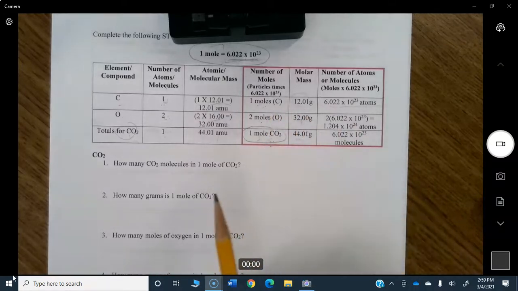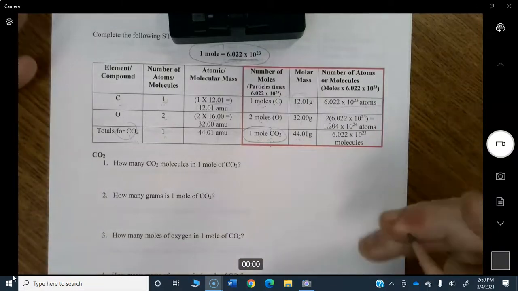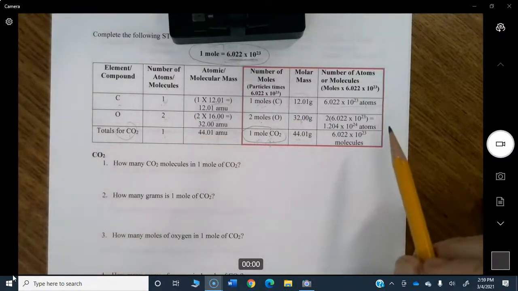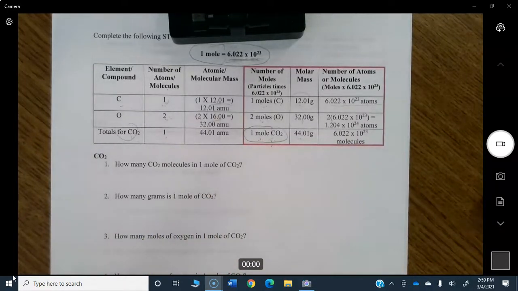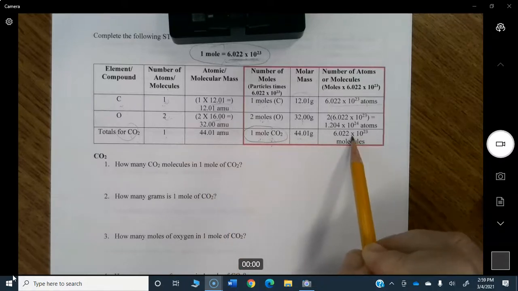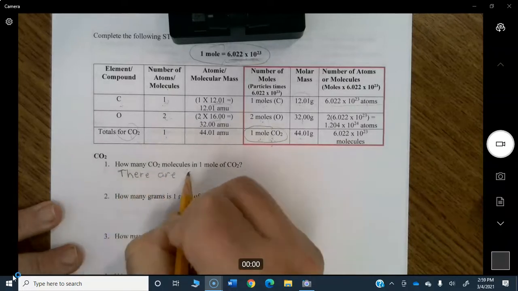It's like if you're given a recipe for a cake and it tells you you need 3 eggs and a pound of flour and 2 cups of sugar, and you want 3 cakes instead, then you need to triple all of those ingredients to make 3 cakes. It's just like cooking. So you just scale things depending on how many moles of carbon dioxide you're talking about. So let's go ahead and I'll show you how I'd like you to write out these answers as well. So how many CO2 molecules in 1 mole of CO2? So here's 1 mole of CO2, and this is how many CO2 molecules right there. So you can just simply write complete sentences, please.